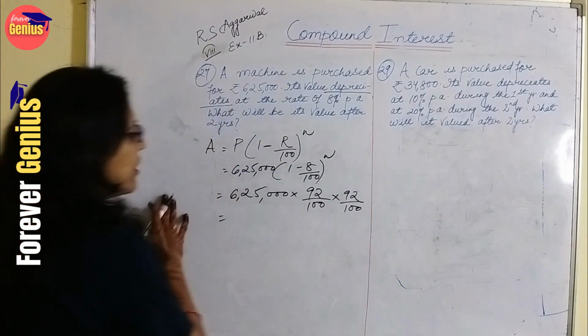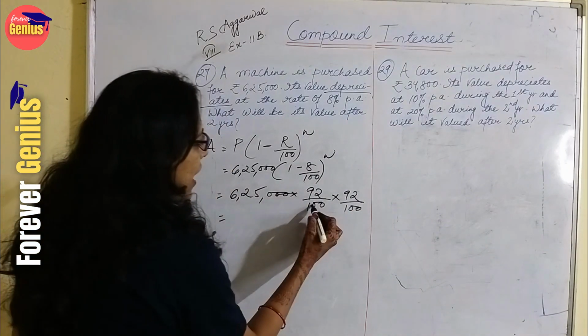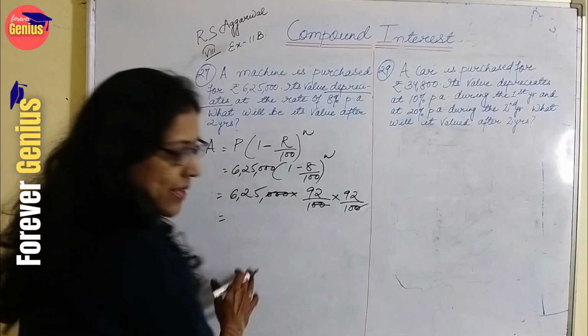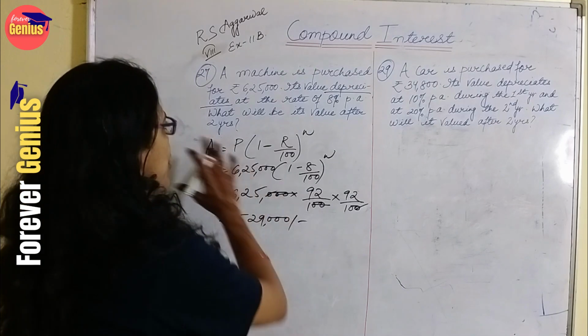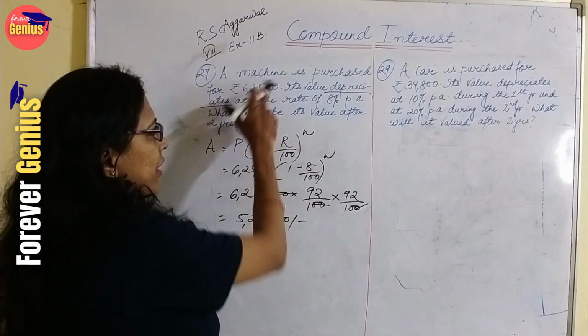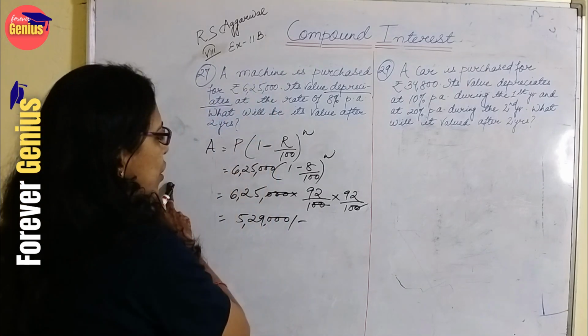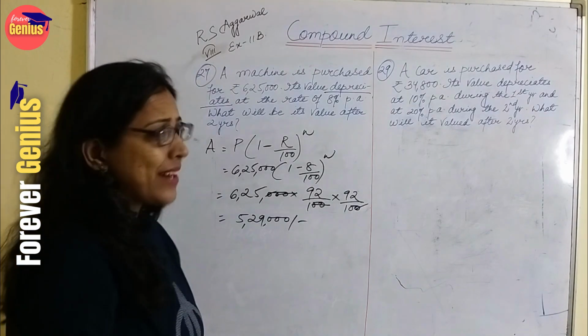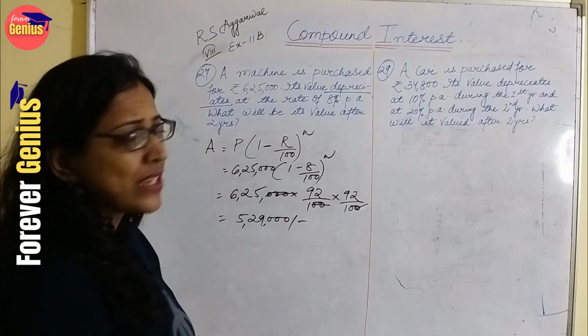And if I do the further calculations, I will get the answer as 29,000. So after 2 years, the value of the machine would be 5,29,000. Now come to our next question.